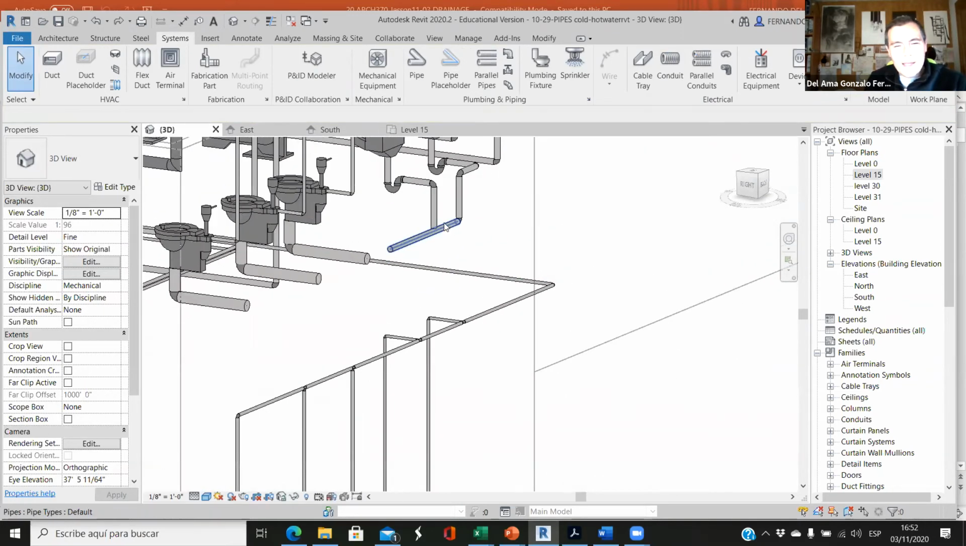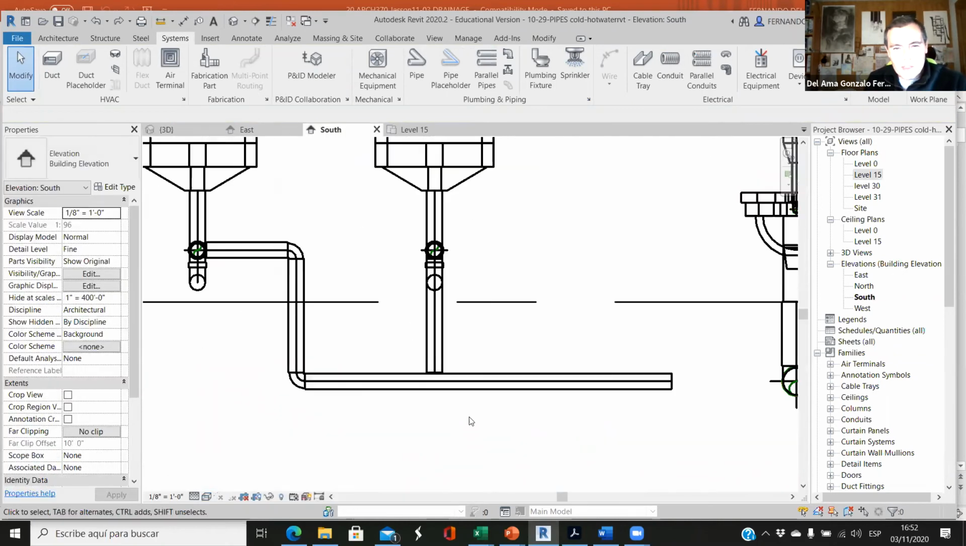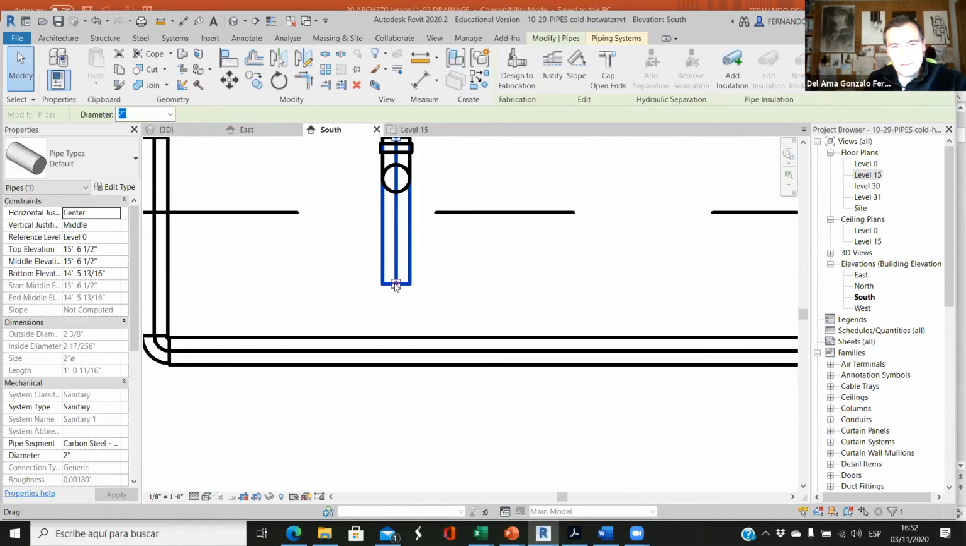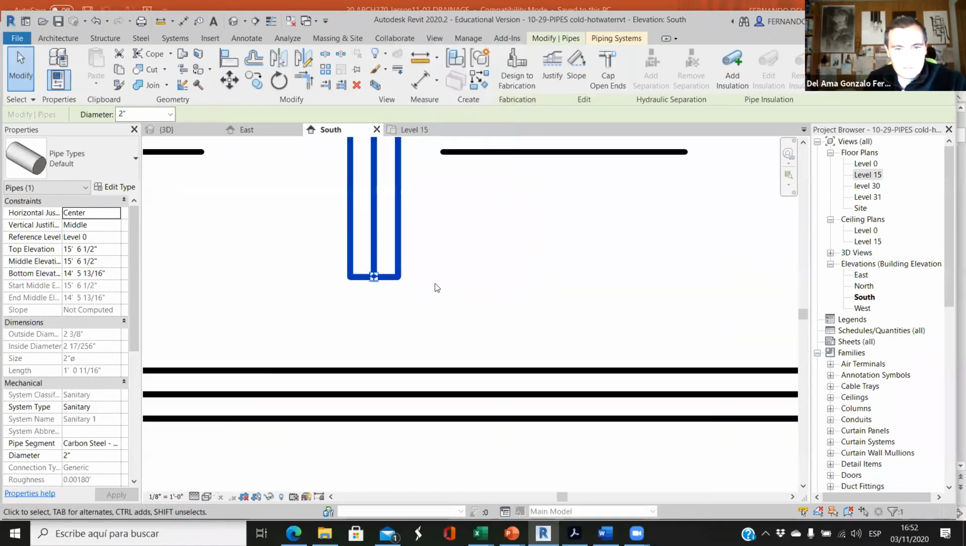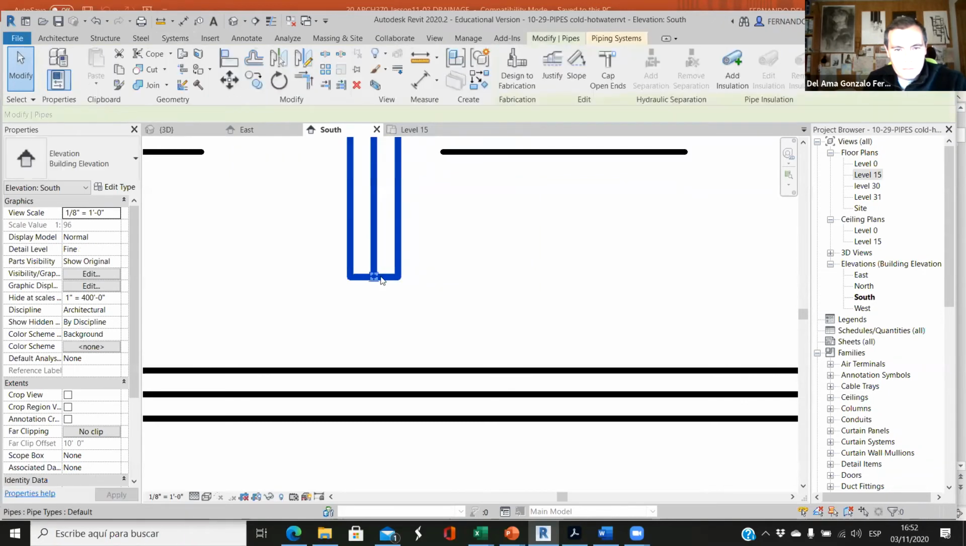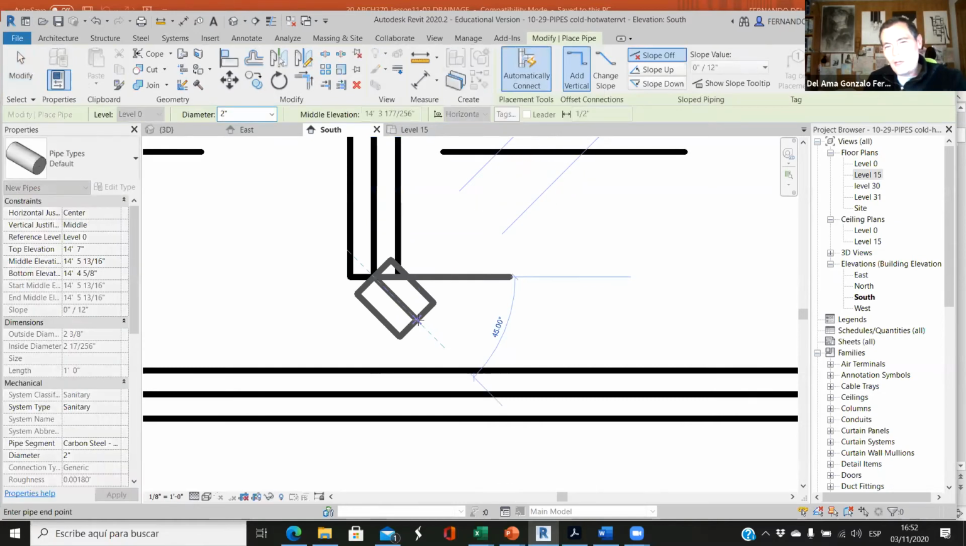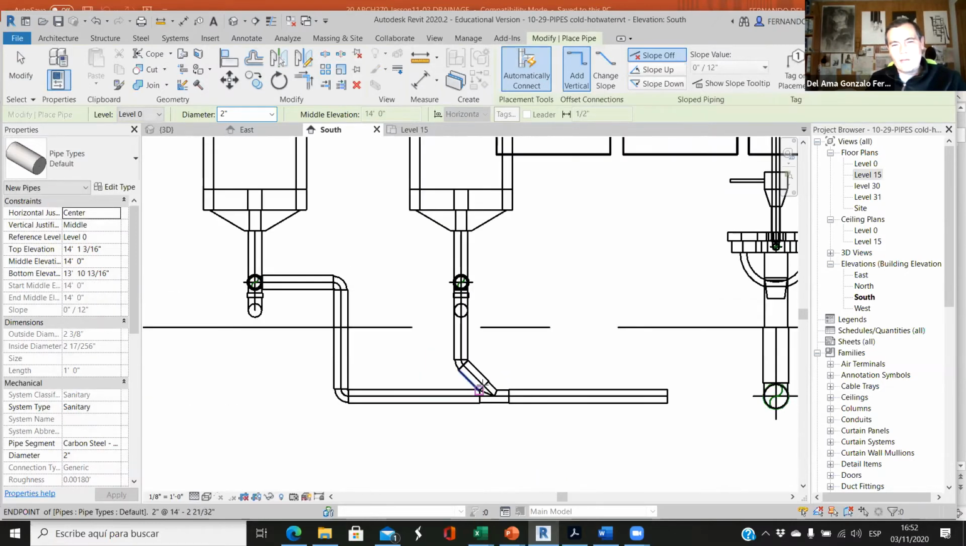So that's why now from the south elevation, we can move it here. And when we are connecting a vertical one to a horizontal one, instead of going like this with a perpendicular angle, I will draw pipe. So you have to do this with a 45 angle. So we do this with a 45 angle. Nice. So we have this connection.